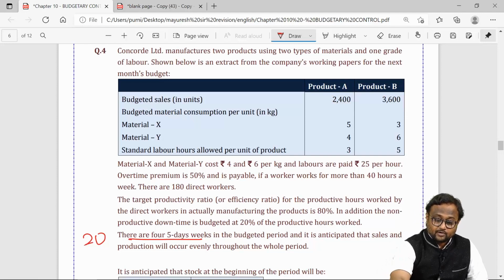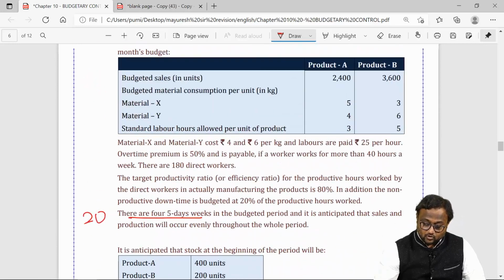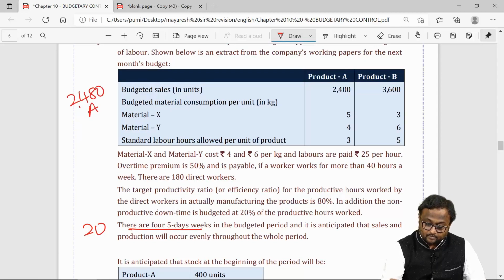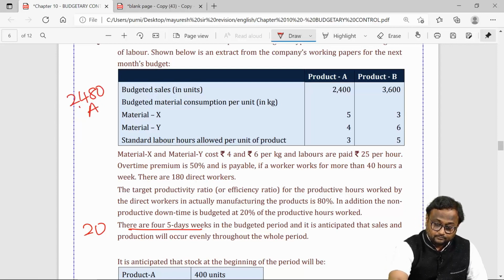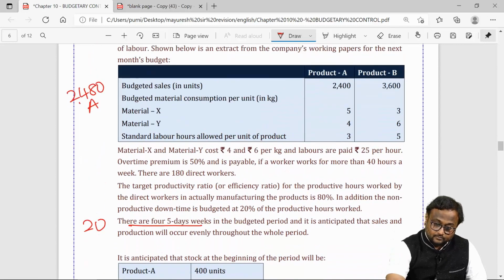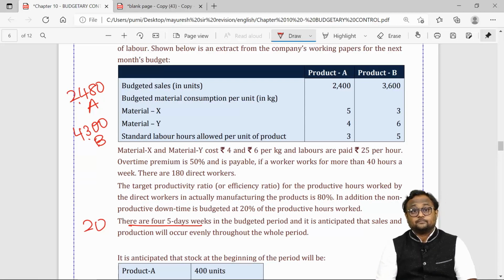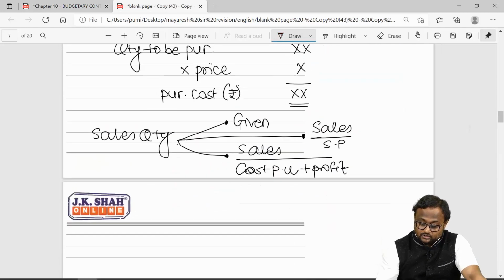So 2400 plus 480 minus opening stock of 400. So I need to produce 2480 units of A and 4300 units of B. This is my quantity to be produced. Am I right? From quantity sold, I have jumped to quantity to be produced. Now, if you are going for material requirement, I'll tell you the simple format here.